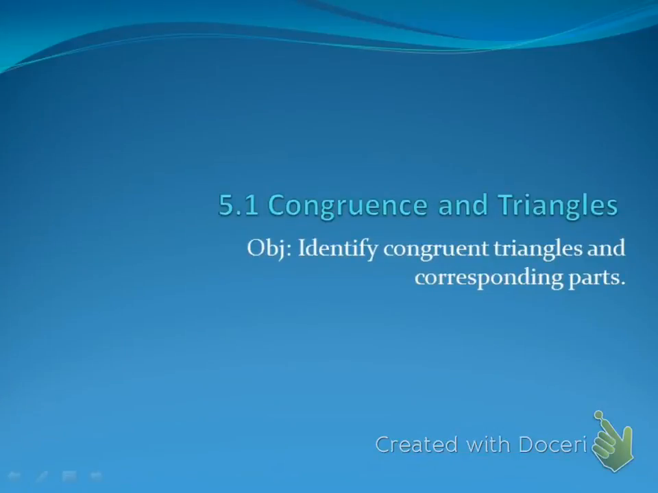So today we are starting chapter 5. The first section we're going to look at is section 1, so we're doing 5.1 today. It's all about congruence and triangles. Our objective is to identify congruent triangles and corresponding parts. Any questions before we get moving?